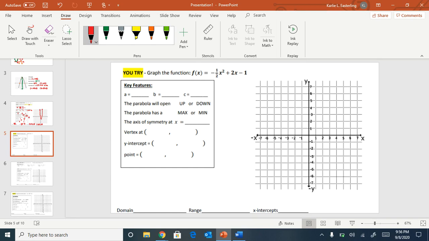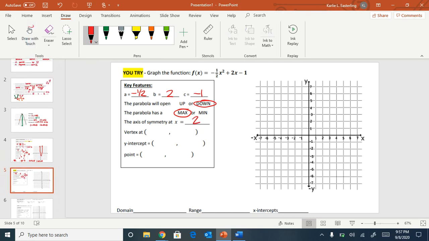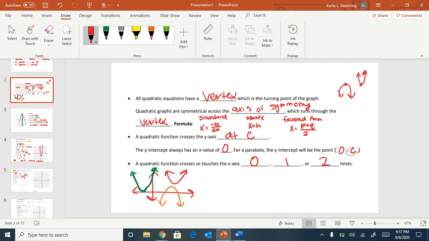So for your a value, you should have gotten negative 1/2. Your b value is positive 2, and your c value is negative 1. Our parabola is going to open down because we have that negative a value. And because it's opening down, we're going to have a maximum value there. Our axis of symmetry is at 2. And how you were going to determine that was based off that equation right there.